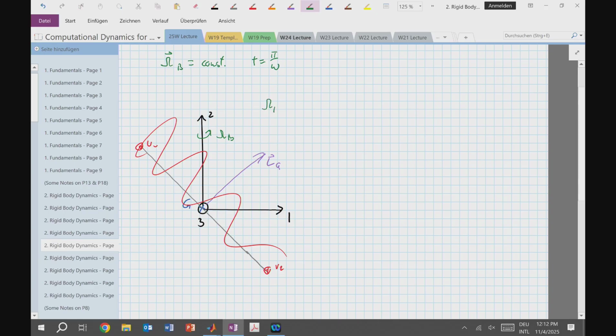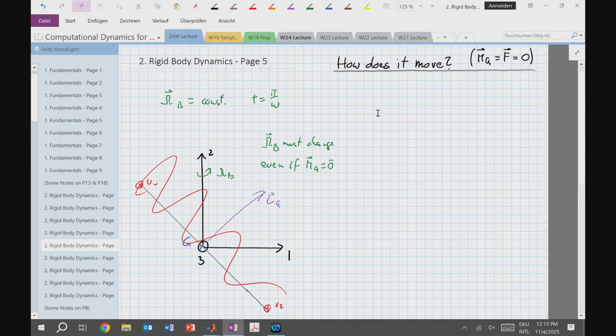So what we see here is that omega b must change, even if the torque is 0. Somehow we see an acceleration even though there's no torque. Completely different to what we know from translational motion, right? If there's no force, there is no translational acceleration. But here, apparently, there is an angular acceleration even though there is no torque. How large is that acceleration and how do we get to it?